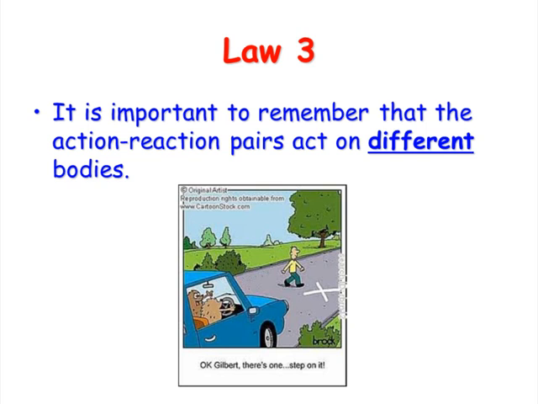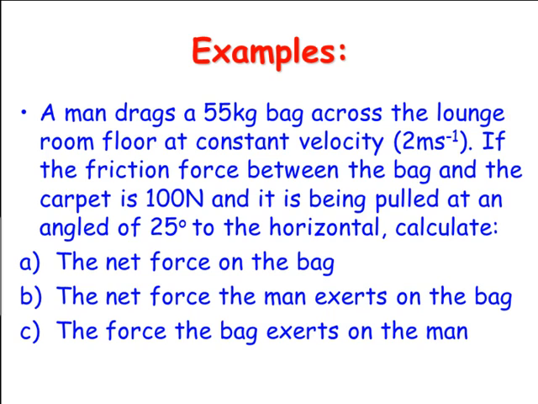Okay, let's look at an example here. In this example, we've got a man dragging a bag across the floor. It's moving at constant velocity. There's a very key word. Now there's a frictional force of 100 newtons and it's being pulled at an angle of 25 degrees to the horizontal. And then three things that we need to calculate.